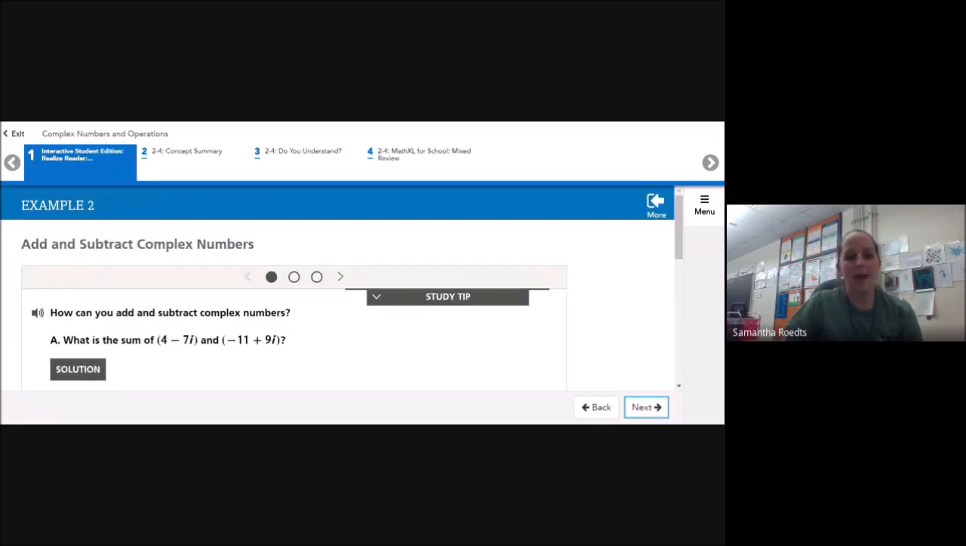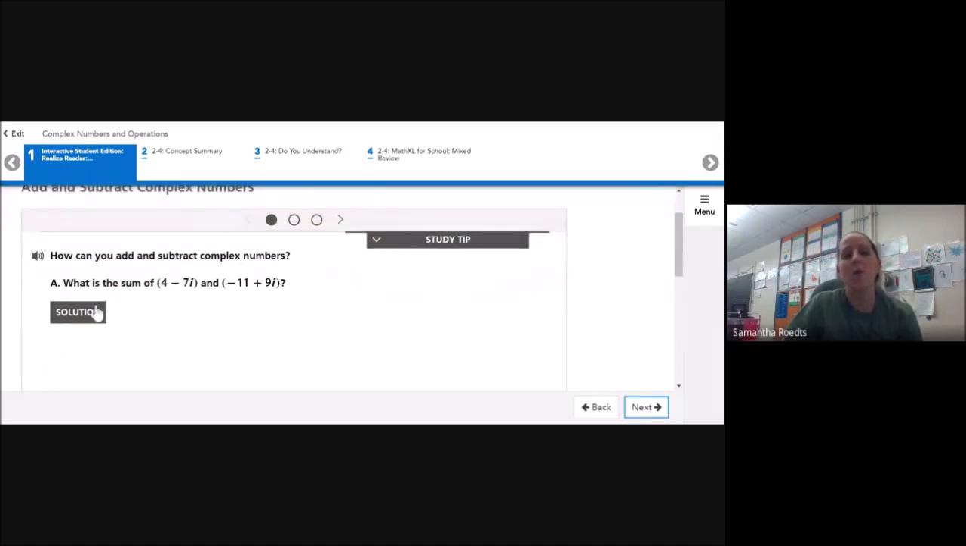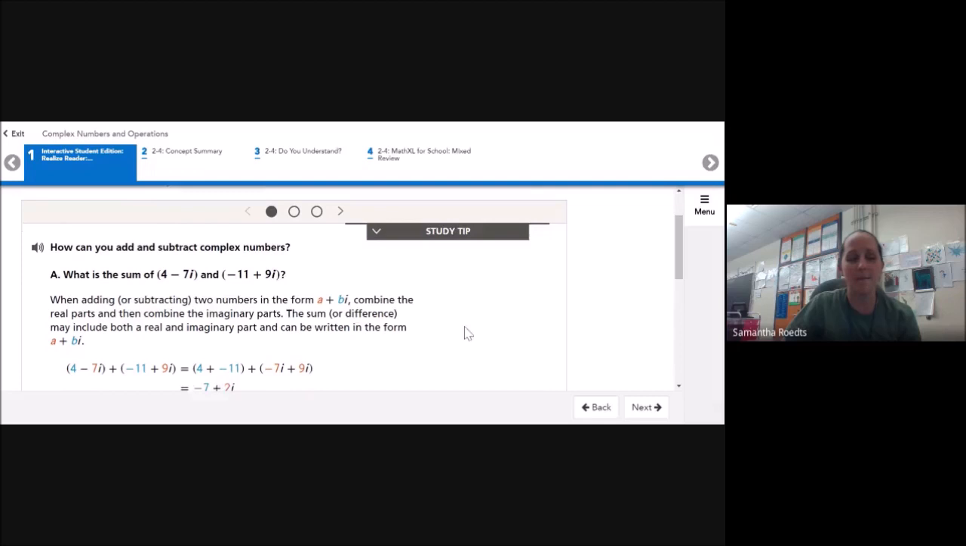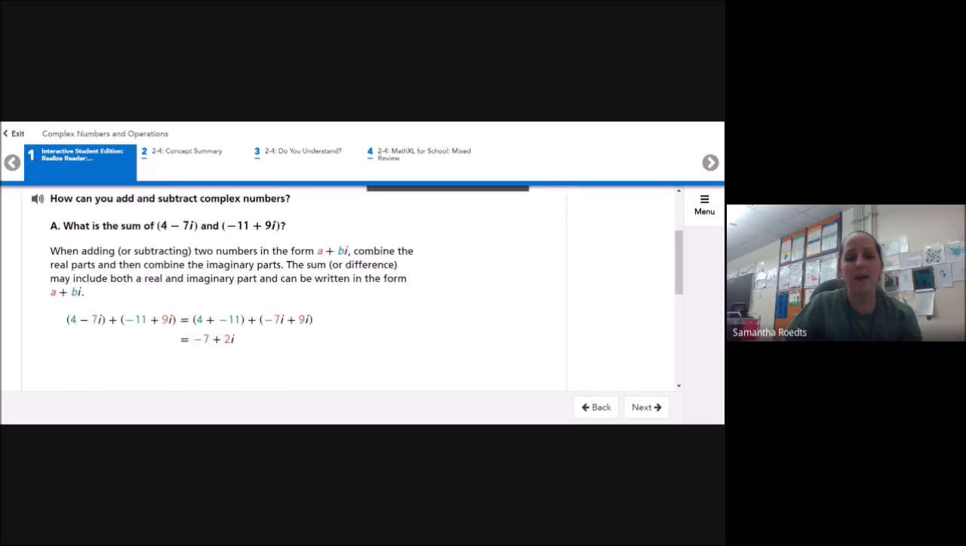All right, example 2, add and subtract complex numbers. Just like you did back in Algebra 1, where you were adding and subtracting integers, you're going to do the exact same thing when adding and subtracting complex numbers. What is the sum of the quantity 4 minus 7i and the quantity negative 11 plus 9i? When adding or subtracting two numbers in the form a plus bi, combine the real parts and then combine the imaginary parts. The sum or difference may include both a real and imaginary part and can be written in the form a plus bi. So if I look at it, 4 minus 7i plus negative 11 plus 9i.